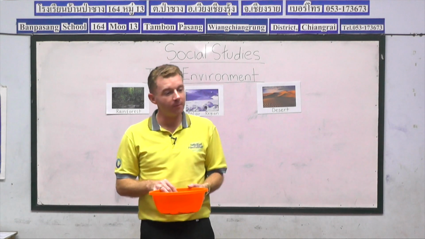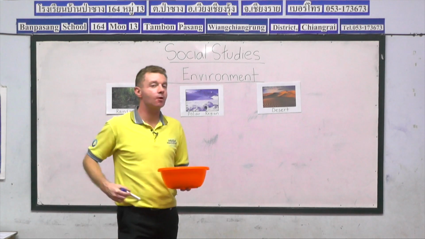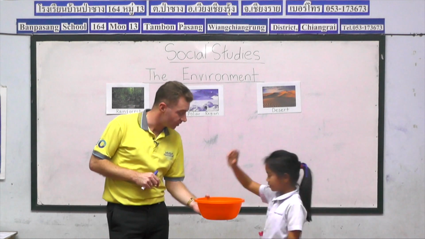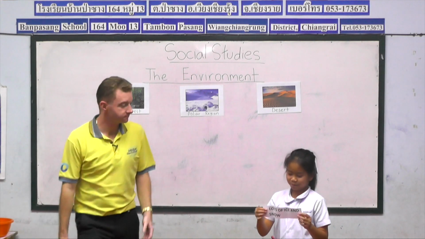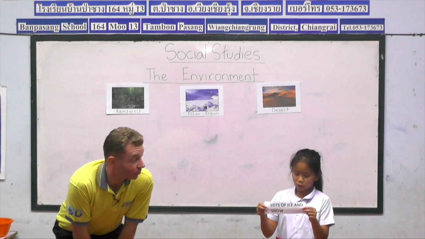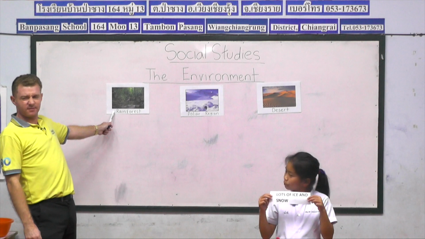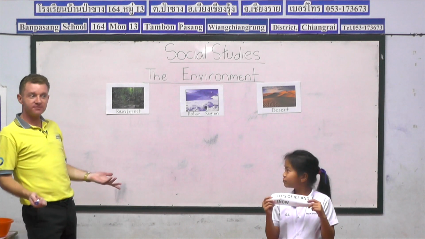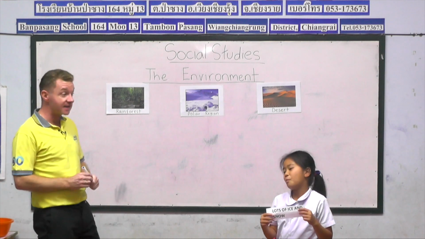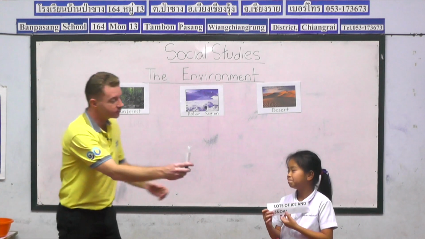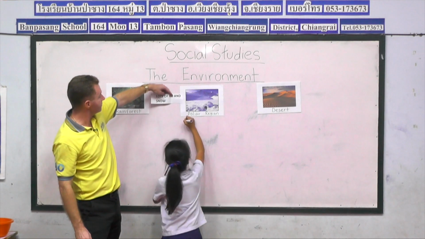Prel, come and join me at the front of class, please. Okay, so Prel gets to go first. Can you choose one flashcard, please, and show it to your friends? Lots of ice and snow. So is that the rainforest? Is it the desert? Where is it? Polar regions, the North and South Pole, yes. So Prel, if I give you the marker pen, can you write the vocabulary for polar region underneath?